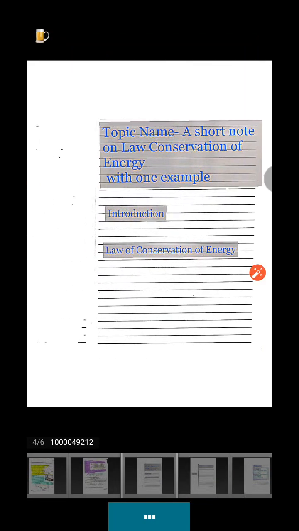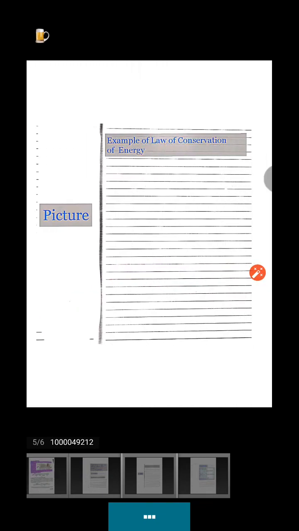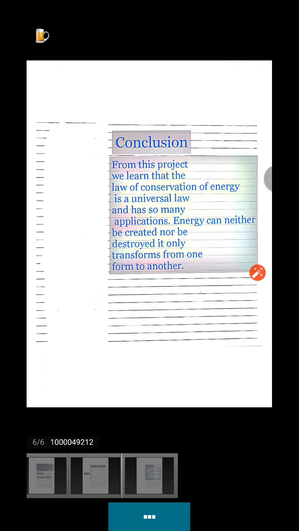Properly follow the format. First, in the first page, topic name, then introduction, then law of conservation of energy. Next, in the second page, example along with the picture in the blank side of the page. And in the last one, conclusion.